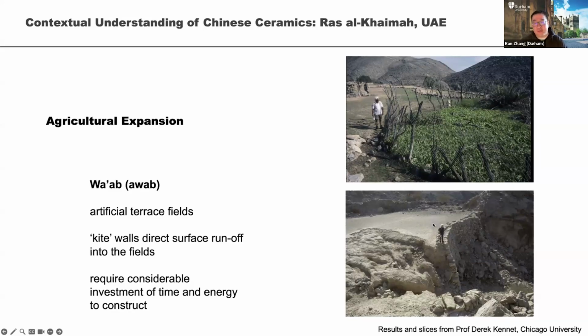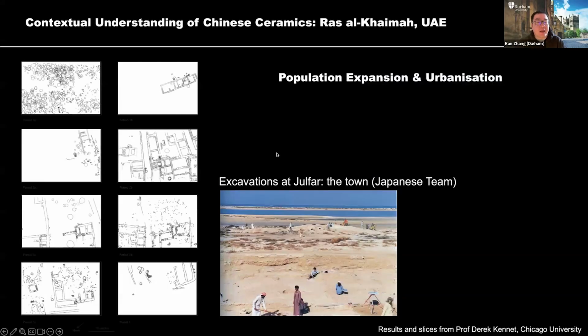It's really difficult for them to look after the farming field by climbing up the mountains, but they still wanted to do that because the Hormuz Kingdom, as the capital, produced nothing. They needed to buy food from the surrounding area. So this actually stimulated local agricultural expansion, along with the population expansion. And we can see urbanization on the site.